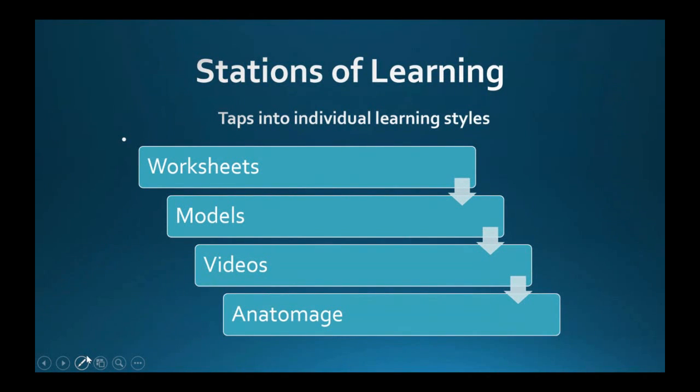This is really that stations-based learning. So this taps into each individual learning style. There are many, many learning styles. Traditional lecture is very focused. But the idea behind changing up our class was that you get your normal lecture that's going to help your auditory learners, but having the worksheet, having to write the material, the models, getting your hands on it, and videos, watching it for the visuals.